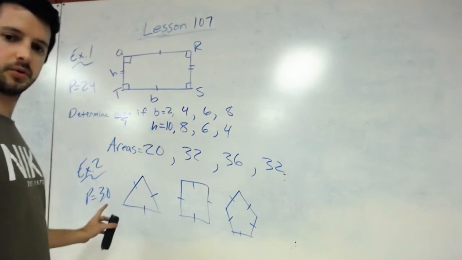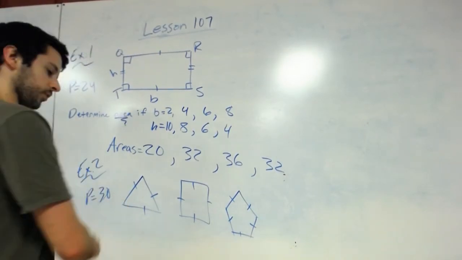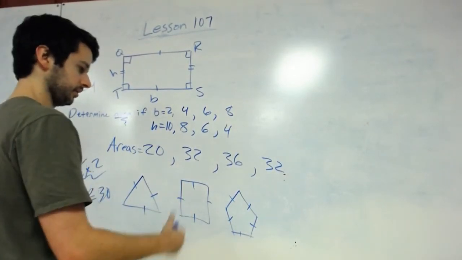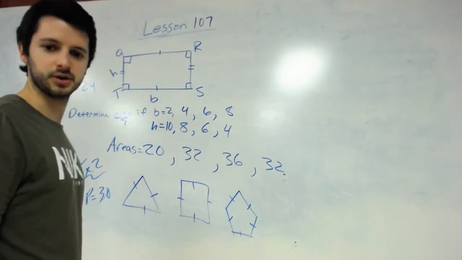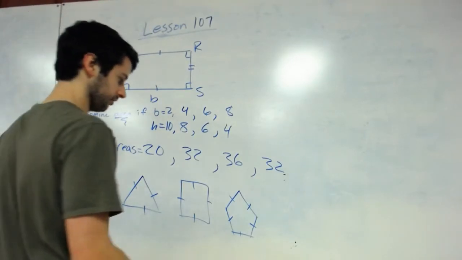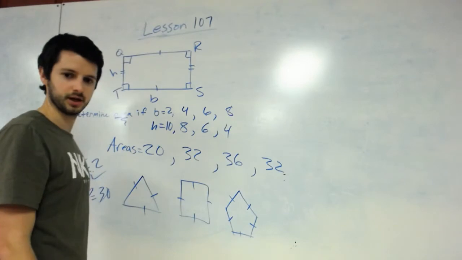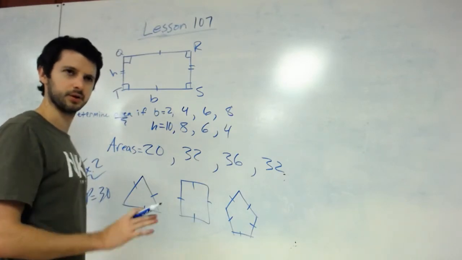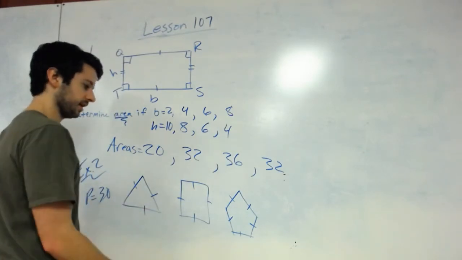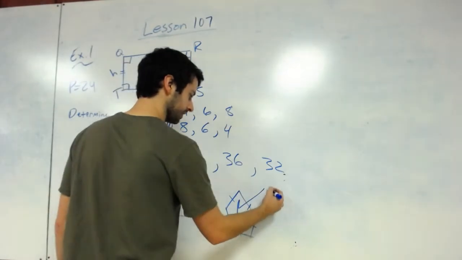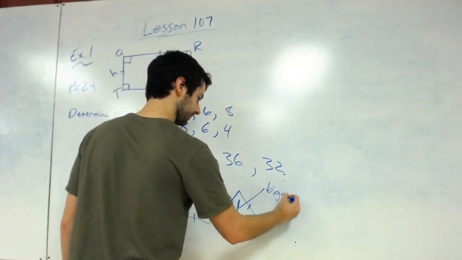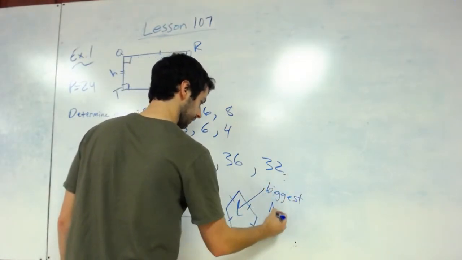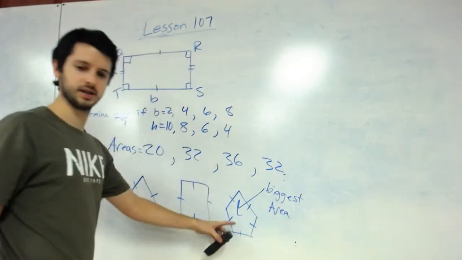Just know that the area will increase the more sides you have. So, which of these three has the biggest area? I think I said perimeter earlier. Which of these three has the biggest area? This one would have the biggest area, because it has the most number of sides.